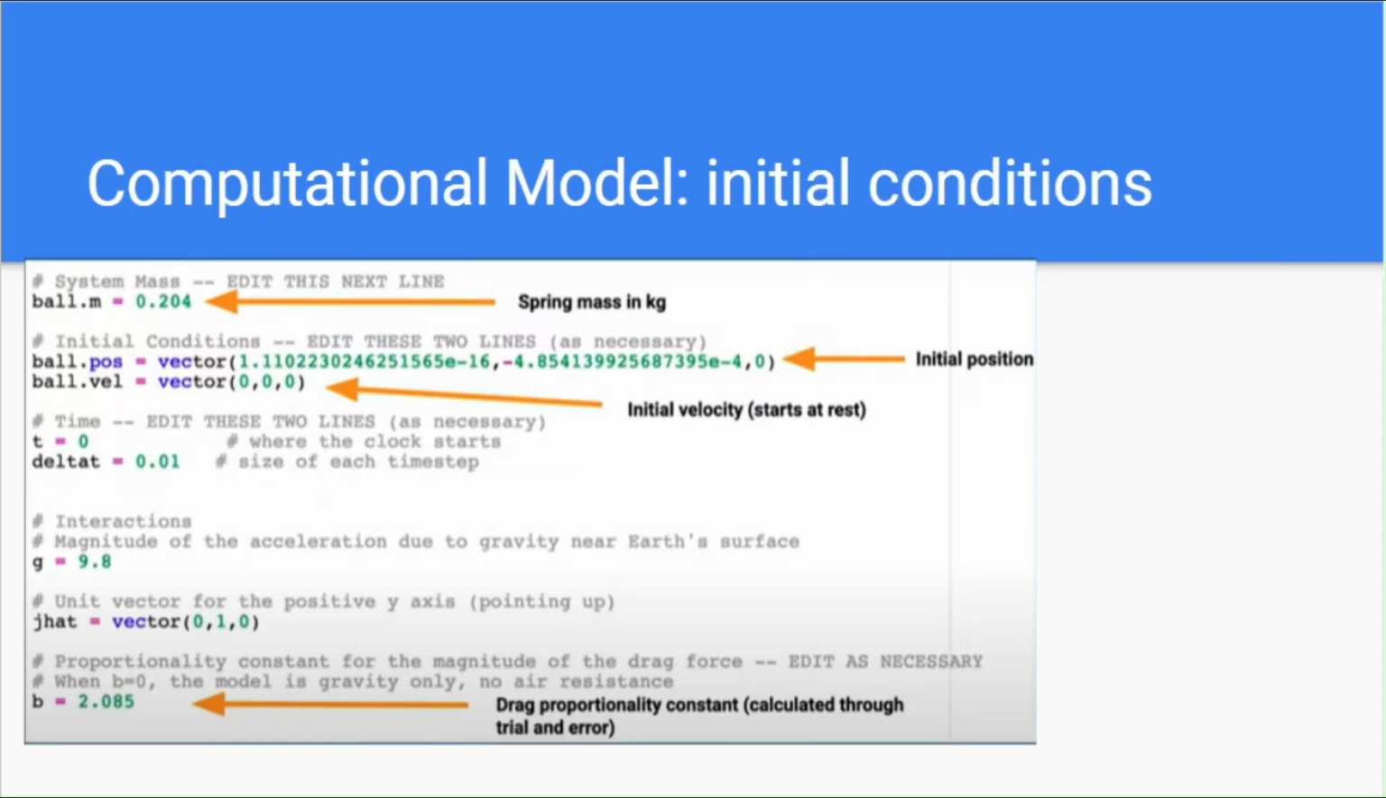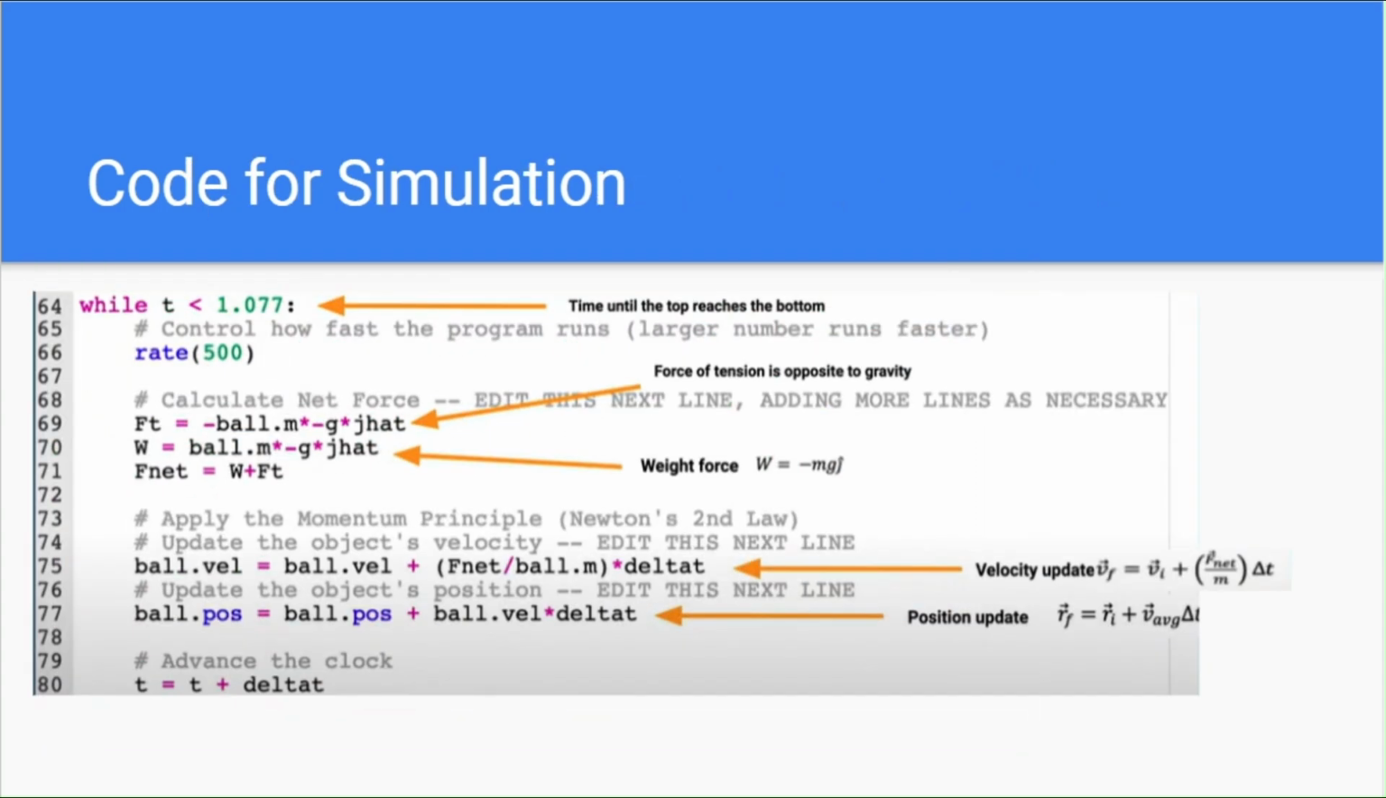Now for the computational model, here are the initial conditions. So I inputted in the spring mass in kilograms, the initial position, and the initial velocity, which is all 0 because it starts at rest, and then the drag proportional constant, and this was calculated through trial and error which one gave the best fit. Next is the code for the simulation.